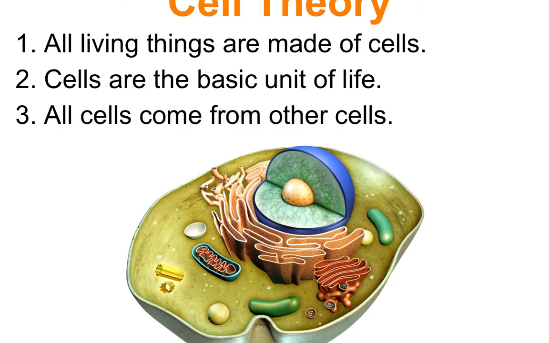Cell theory is composed of three main concepts. All living things are made up of cells. Cells are the basic unit of life. All cells come from other pre-existing cells. We will look at each of these three components separately.